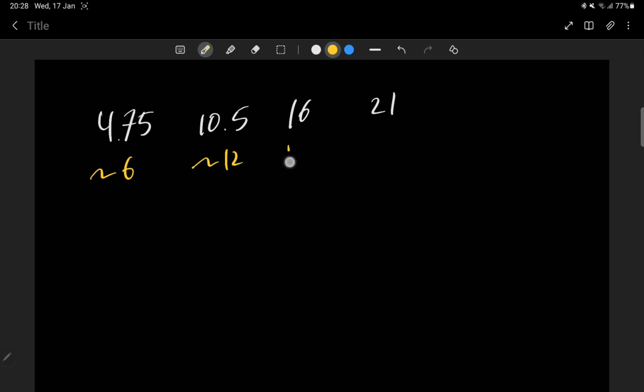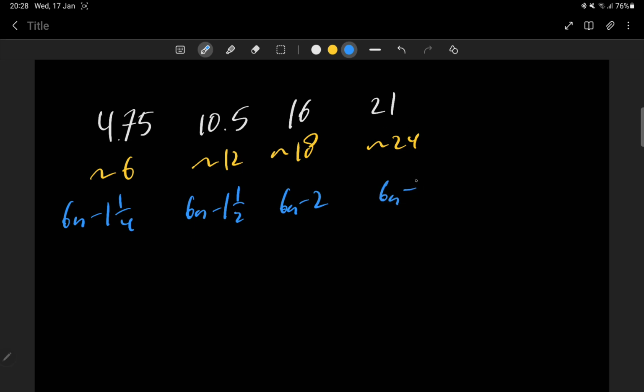So 12, 16. Wait, what? Oh, no. Multiples of 6, so that should be 18. And this should be 24. Okay, so if this was true, our common difference is plus 6, and so on and so forth. So our position-to-term rule would be 6n, and then to get from 6 to become 4.75 is minus 1 and a quarter. So 6n from 12 to become 10.5 is minus 1 and a half. From that to that is 6n minus 2. And from that to that is 6n minus 3.